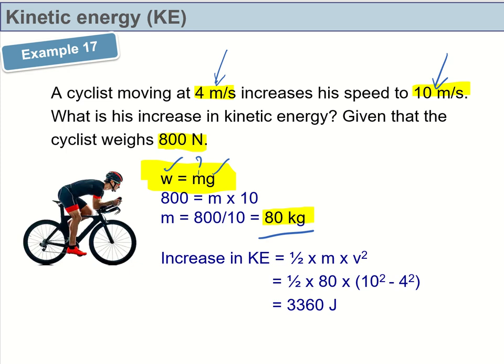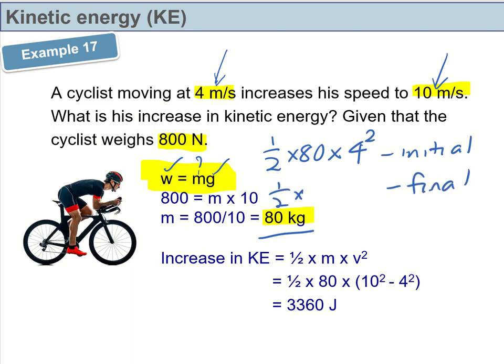To calculate the increase in kinetic energy, there are two ways you can do it. Of course, one way is to calculate the initial kinetic energy, which is half m v squared, and then you can calculate the final kinetic energy, which is half m v squared. Or you can also do it this way. You can take half m, then you can take 10 squared minus 4 squared.